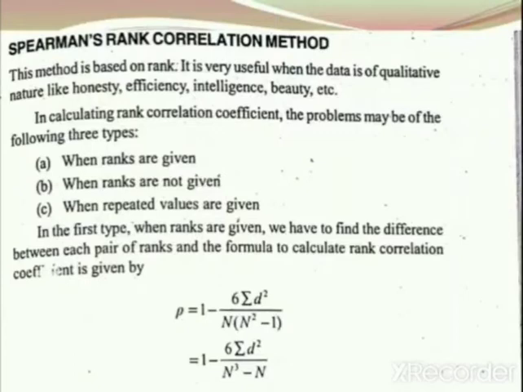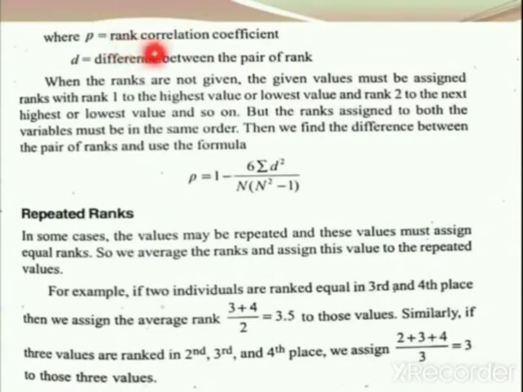So here rho is the rank correlation coefficient. The notation of the rank correlation coefficient is rho. D is the difference between the pairs of ranks. So we have to find the D value.